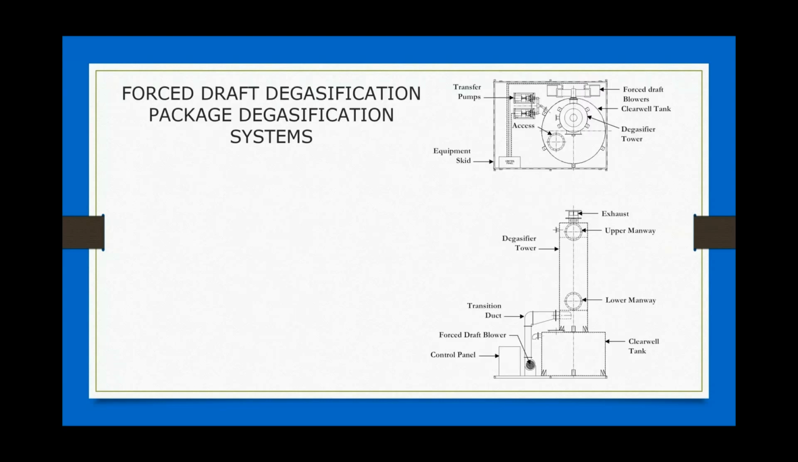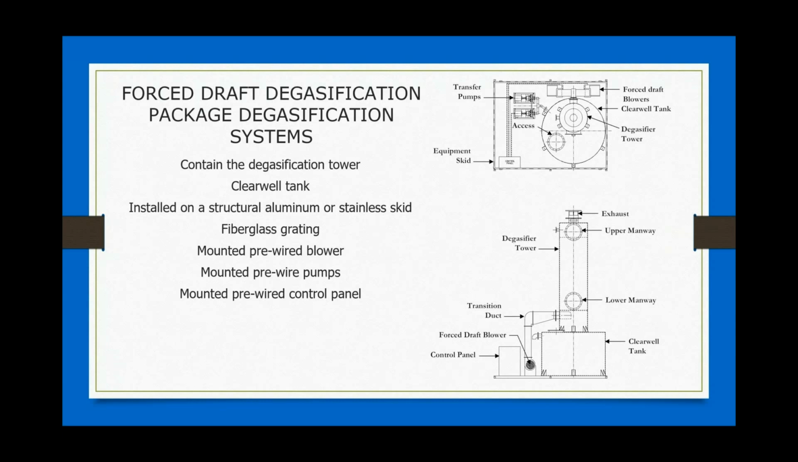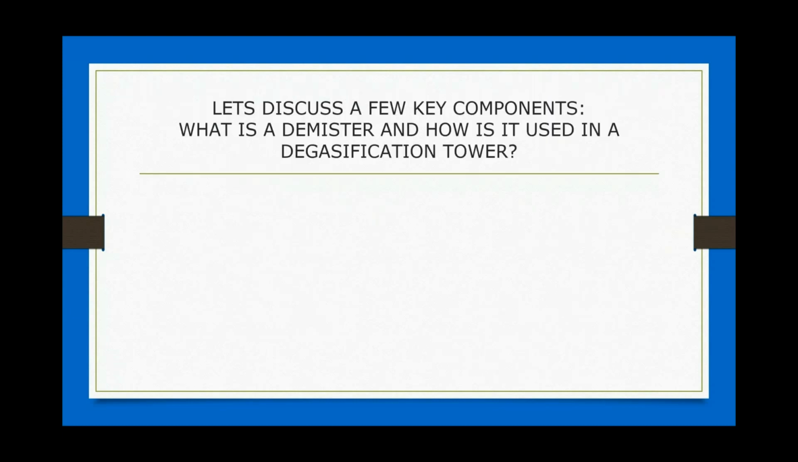So looking at a forced draft degas package system, it contains a degasification tower and a clear well tank. It's usually installed on an aluminum or stainless steel skid with a fiberglass grating, mounted pre-wired blowers, mounted pre-wired pumps, and control panel installed, and then factory tested and programmed to run at the desired flow rates and performances. So it can include off-gas odor control for some applications. So let's discuss some of the key components.